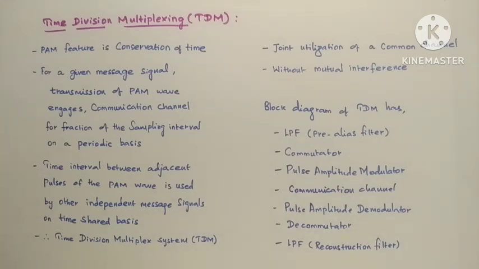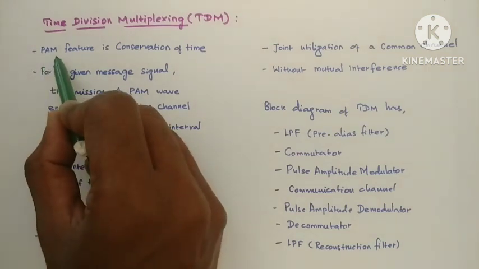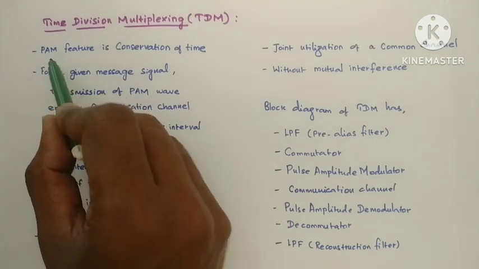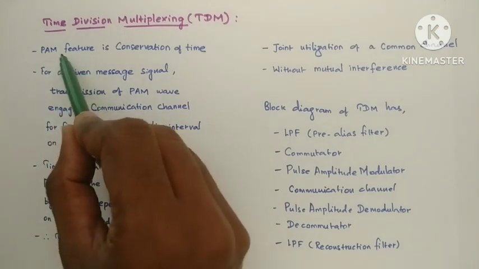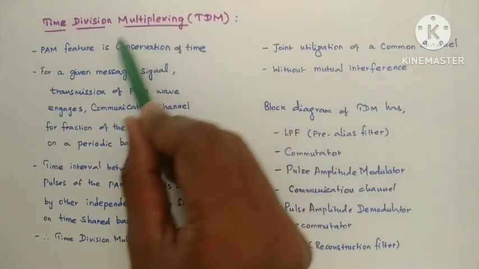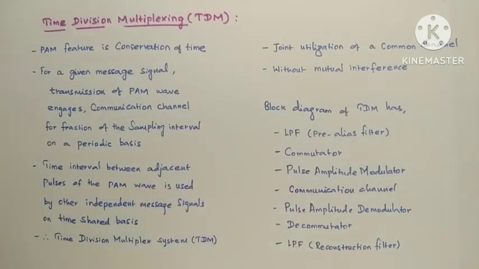You are all familiar that PAM refers to pulse amplitude modulation. One of the main features of the PAM technique is conservation of time. So how does it get this feature of conservation of time? Because it follows the concept of time division multiplexing.